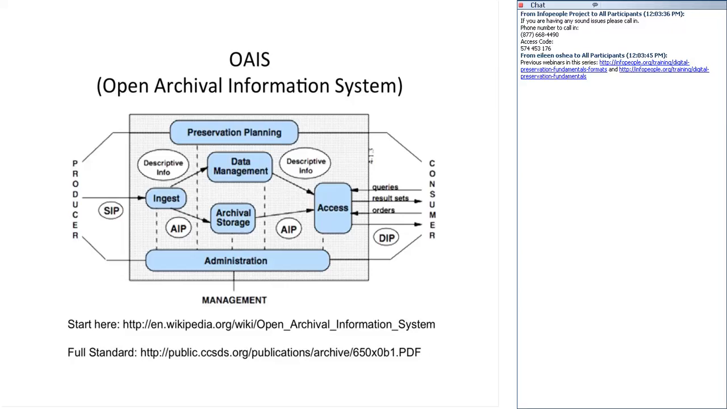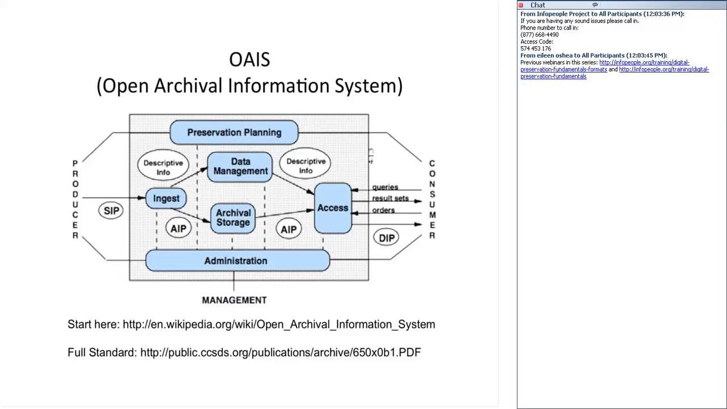The OAIS divides the digital repository process into three stages: producer, management, and consumer. On the producer side of that, producers create submission information packages. That's the SIP that you see on the diagram. A submission information package could be any number of things. It could be as simple as a TIFF file from your scanner.